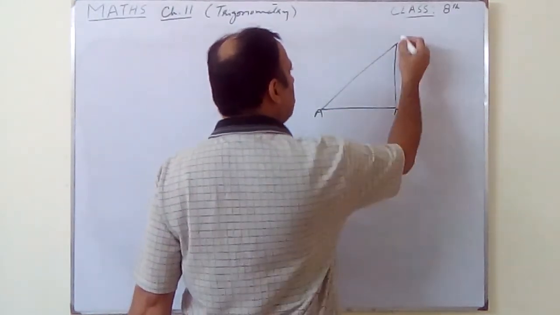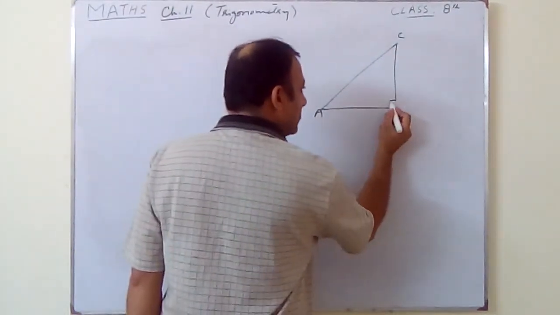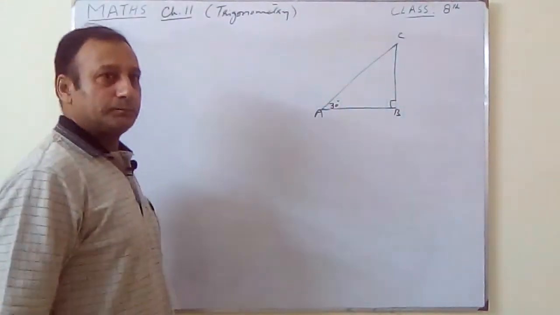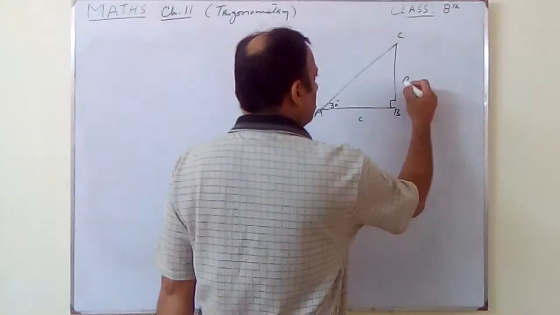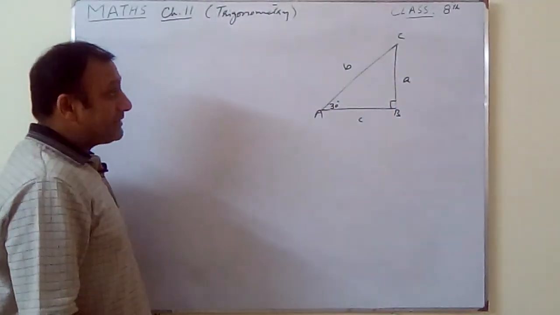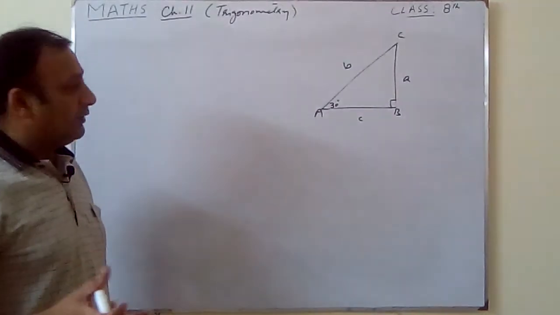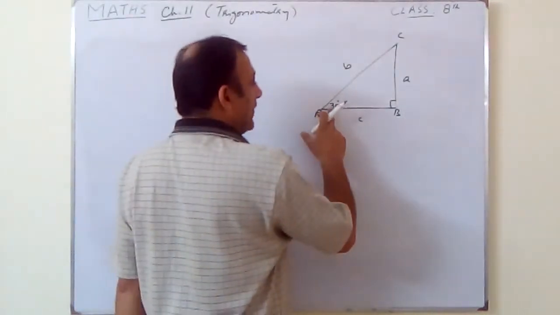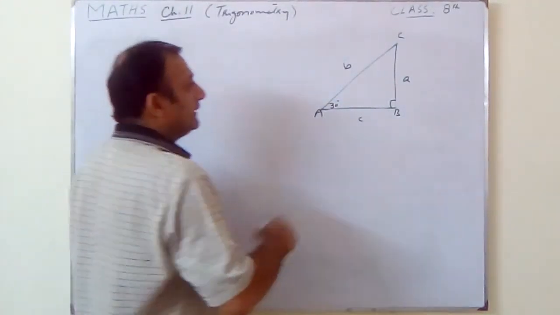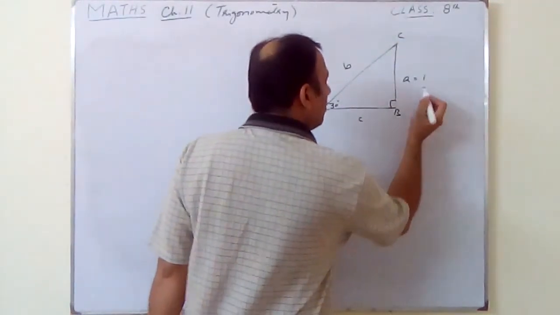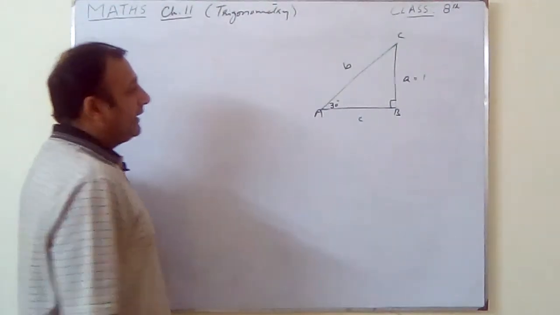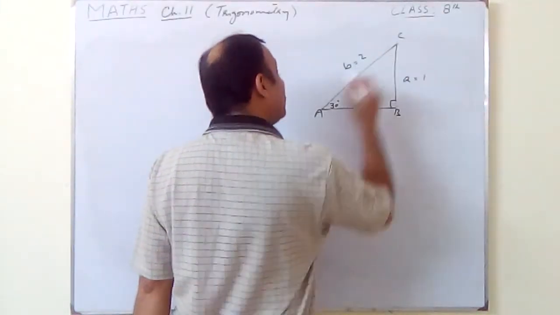A, B, C. This is a 90-degree angle. If I take here 30-degree, we must know that the opposite side of this is 1, and here, if we take this one, it is double.